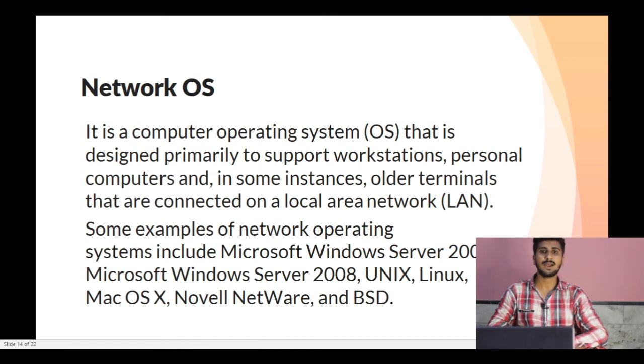Or suppose I am sharing data between 2 or more computers using a network. To form a network, I need software. I need system software to connect these 3 or more computers and to share data. Some examples of network operating systems include Microsoft Windows Server 2003, Microsoft Windows Server 2008, Unix, Linux, Mac OS X, Novell NetWare, and BSD. These are all network OS, and they provide us service.